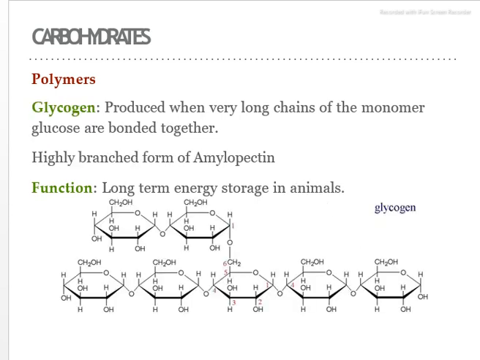So the next one is glycogen. Glycogen is produced when very long chains of the monomer glucose are bonded together. In glycogen also, glucose is the monomer, and it is a highly branched form of amylopectin. Amylopectin is the main component of glycogen. It is the major storage form of carbohydrate in animals, mostly present in liver and muscles. So this is the structure of glycogen.